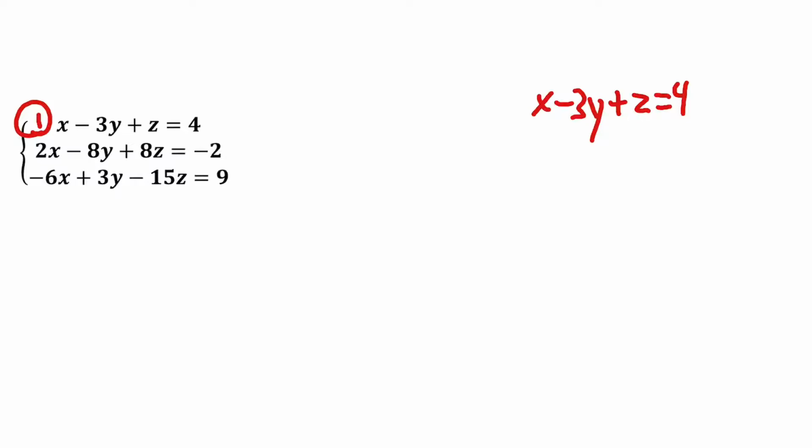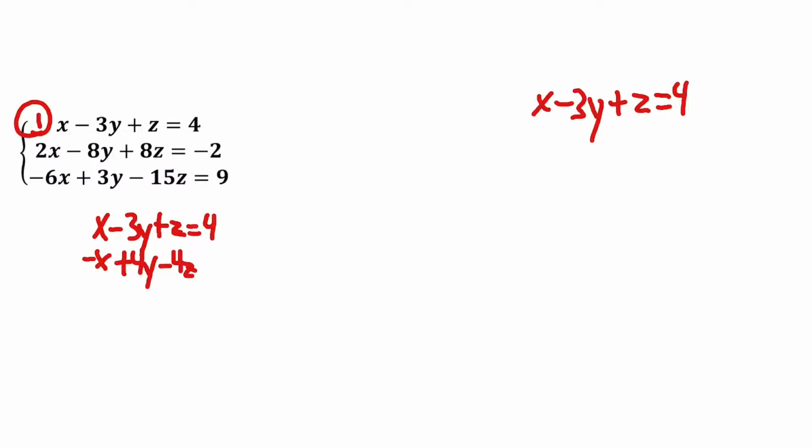But now what I'm going to do is take that equation, x minus 3y plus z equals 4, and subtract the second equation. However, notice all the second equation is currently multiples of 2. So I'm going to simplify this equation by dividing it by negative 2. So 2x becomes minus x. That minus 8y becomes plus 4y. That plus 8z becomes minus 4z.